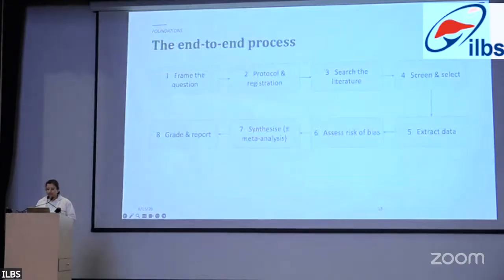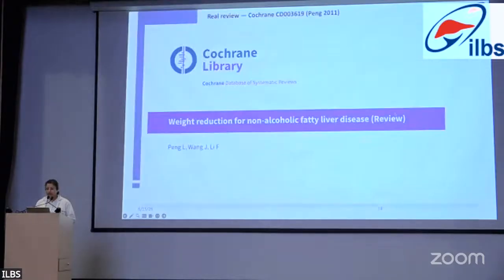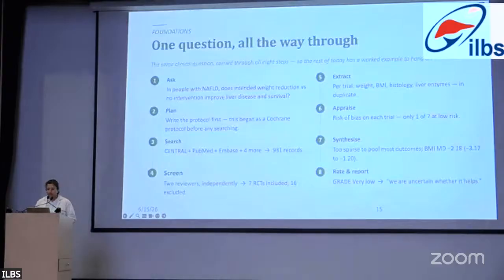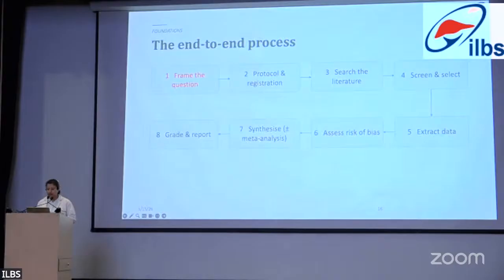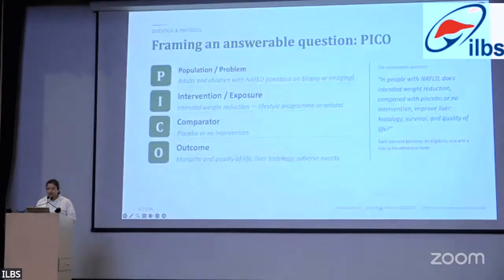So we will today go step by step through these 8 steps. I have taken an example of one of the best reviews that should be referred to, a Cochrane Library review on weight reduction for NAFLD. They have asked these 8 questions as per these 8 steps. So let's go one by one, starting with framing the question. You must have heard about this popular tool, PICO. It breaks your question into 4 parts. Population, for example, in this Cochrane example, adults and children with NAFLD.